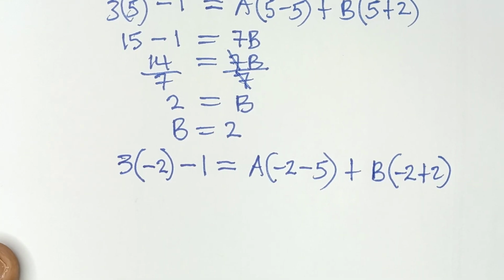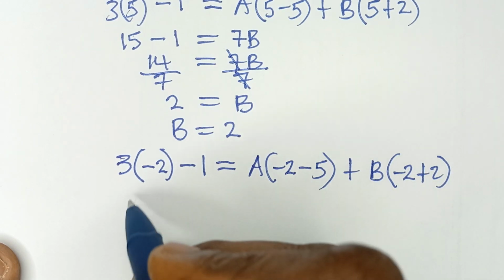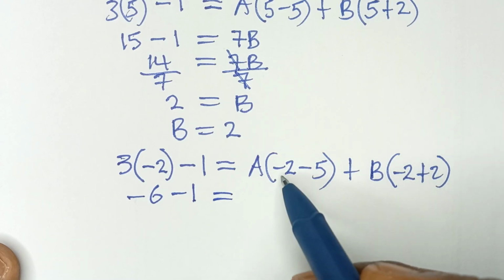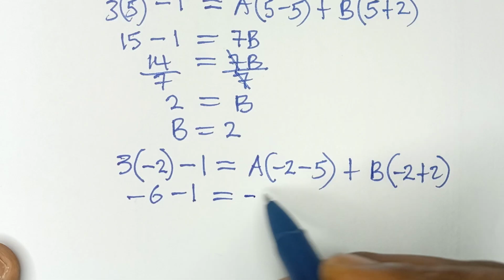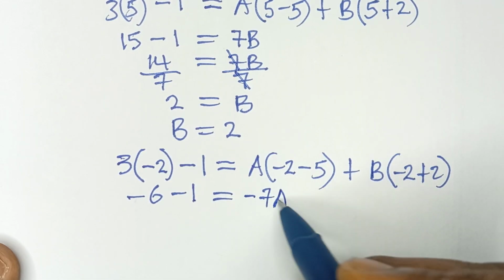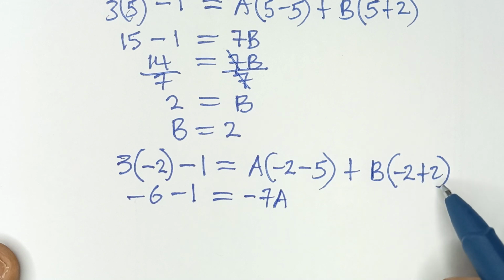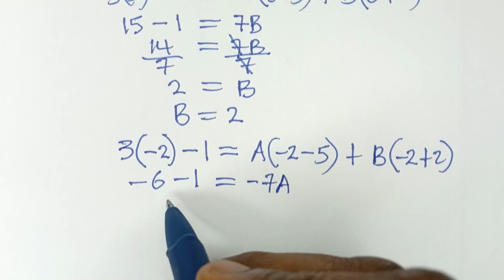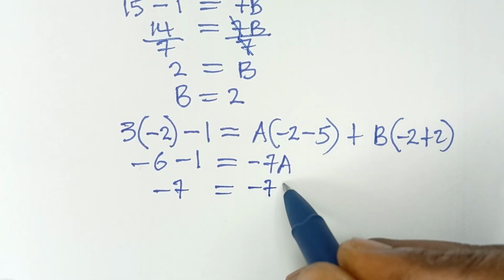So with that now, we can simplify further. So 3 multiplied by negative 2 will give me negative 6. Then minus 1. And that will be equal to negative 2 minus 5 will give me negative 7. So I have negative 7 multiplied by a, which is negative 7a. And then negative 2 plus 2 is 0. 0 multiplied by b is 0. So b has been eliminated. So I now have negative 6 minus 1 is negative 7. And that will be equal to negative 7a.